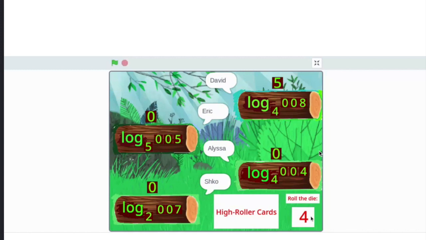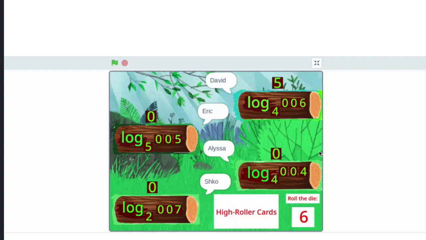And your power is now 6. By the way, rolling logs doesn't count as a turn. You can do that at any point, and it's kind of for free. Okay, so Eric, it's your turn.